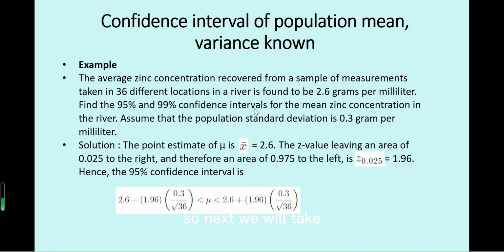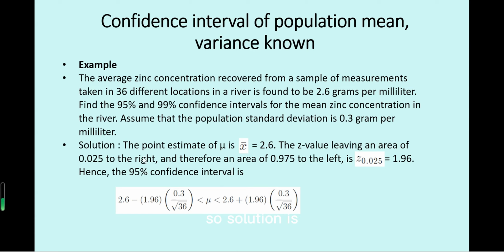Next we will take a look at an example. The average zinc concentration recovered from a sample of measurements taken at 36 different locations in a river is found to be 2.6 grams per milliliter. The question is: find the 95% and 99% confidence intervals for the mean zinc concentration in the river. Assume that the population standard deviation is 0.3 gram per milliliter.